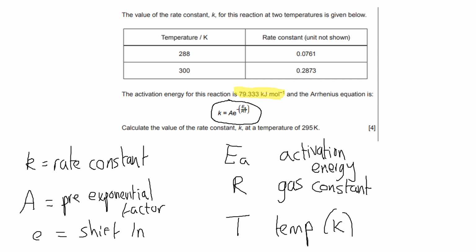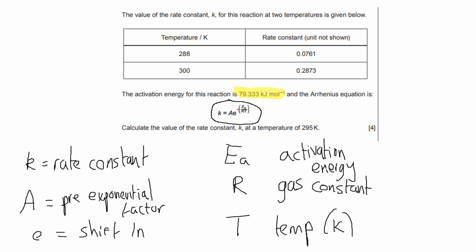First thing to note, 295 is roughly halfway between these two temperatures here. So you'd expect your rate constant to be somewhere in between these two numbers. If you get a number that is somewhere completely wacky and completely different, you've probably gone wrong. So it's a good excuse to go back and check. So you're expecting your answer to fall somewhere between these two numbers.